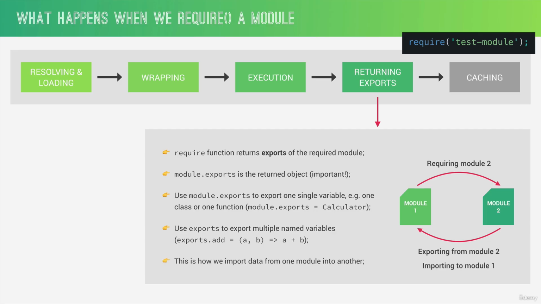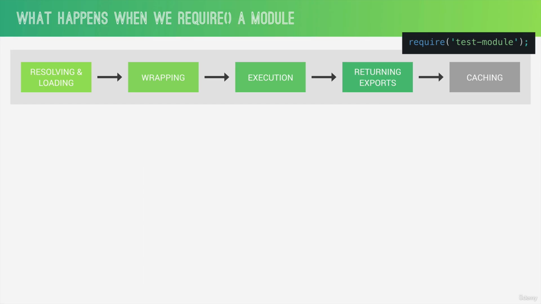Of course, this is also why we usually assign the result of a require function call to a new variable, so that we can save the returned exports. And now just to finish this video real quick, the last step is that modules are actually cached after the first time they are loaded. What this means is that if you require the same module multiple times, you will always get the same result, and the code in the modules is actually only executed in the first call. In subsequent calls, the result is then simply retrieved from cache.